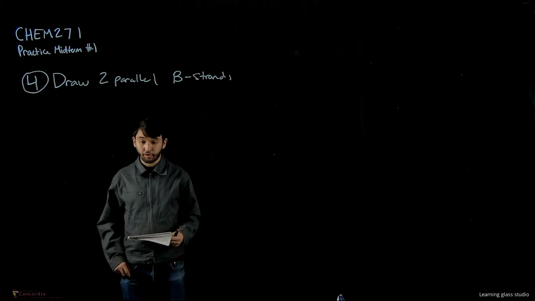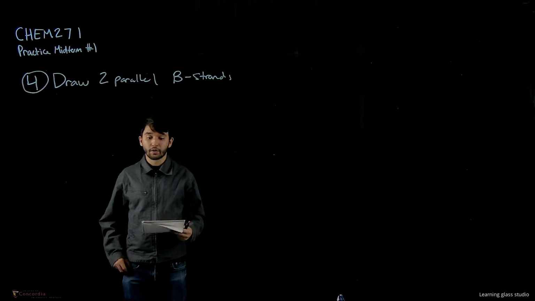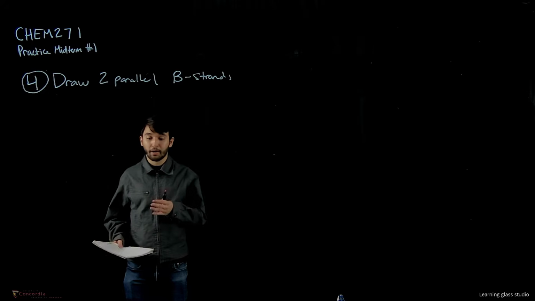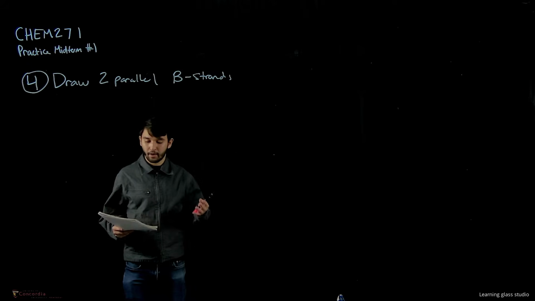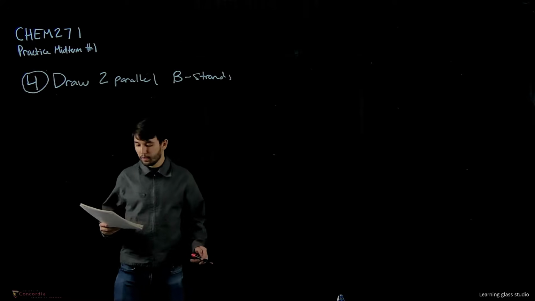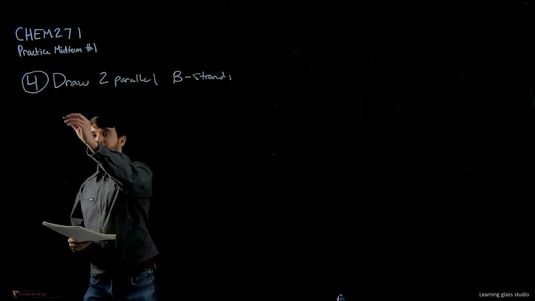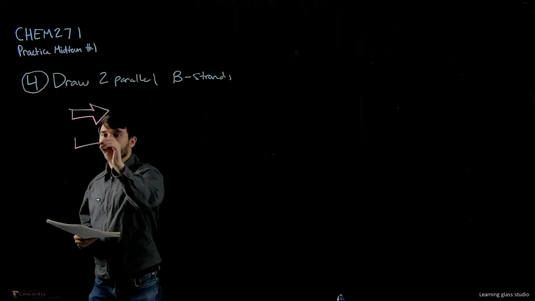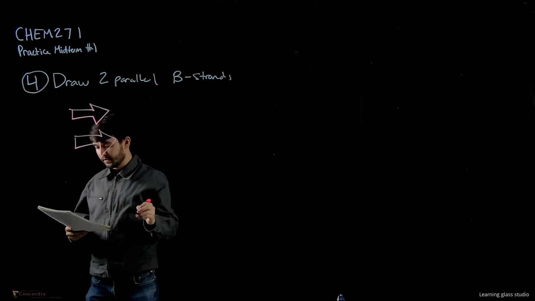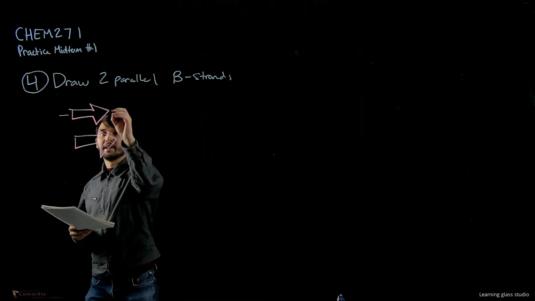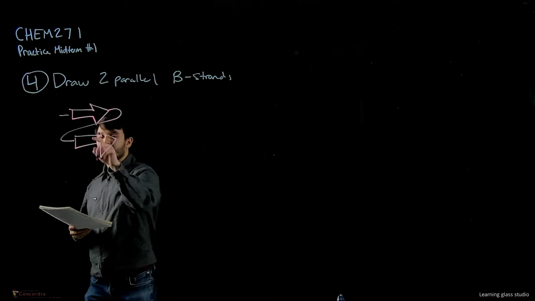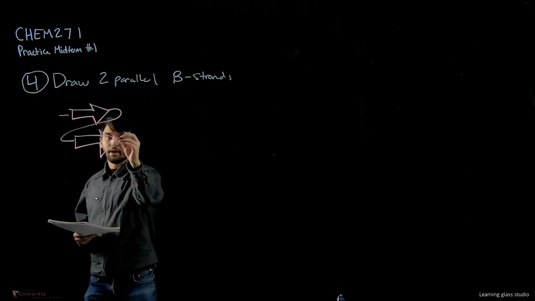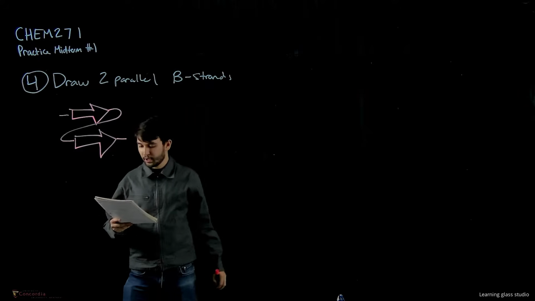All right, question 4 has us drawing 2 parallel beta strands. So I am going to draw the parallel, but I will also draw the anti-parallel just for comparison. The parallel beta strands mean we have 2 beta strands going in the same direction, like this. And this is only possible if we have some kind of a connecting loop that can connect the front end of one to the back end of another, giving us this parallel structure.